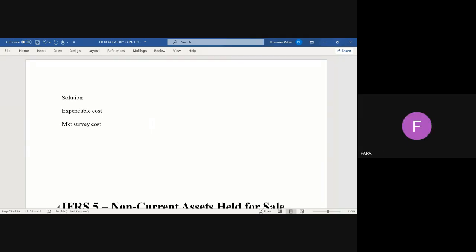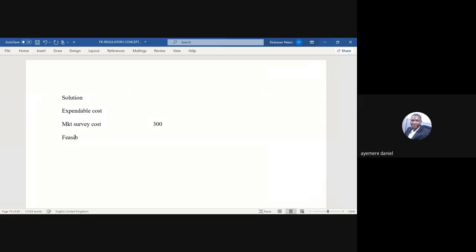How much? 300,000. Next one. Feasibility study by consultants. Will this be expensed? No, sir, capitalize, 200,000. No, you have to expense it, please. Feasibility cost is like a market survey. You have to expense it, please. I'm begging you people. How much? 200.